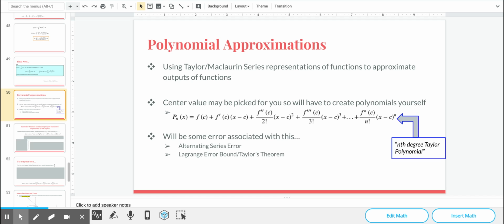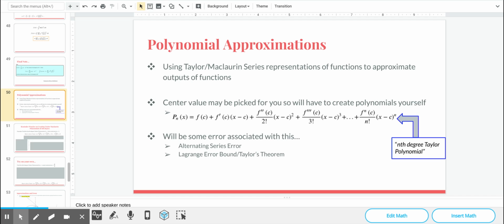Okay. We are going to push forward a little bit today and talk about polynomial approximations using Taylor-Maclaurin series. Good news is that we've already talked about this a little bit, and so this isn't going to be completely brand new, but I want to dive into this idea a little bit further, as it's probably one of the most important parts of this whole unit as to why series are important and how they can be useful.